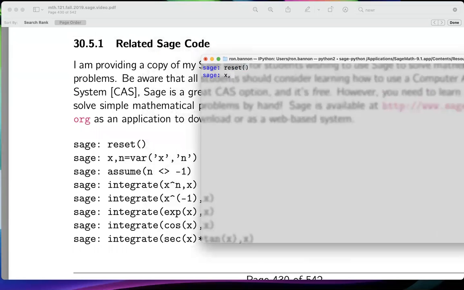I'm going to define X and N as variables. And I'm going to say var. And X is a variable. And N is a variable.